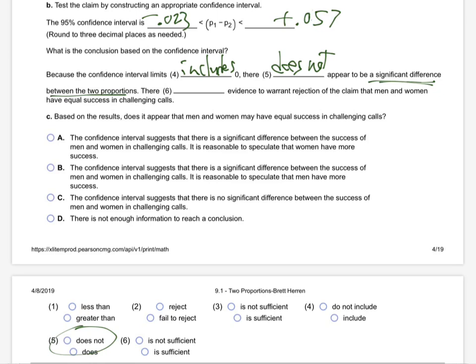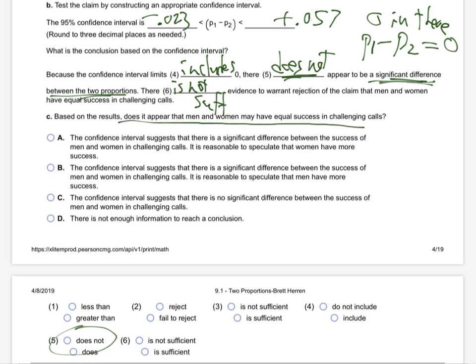Because 0's in there, which means they could be the same. Right? If their difference is 0, they're the same. And 0's a possibility. 0's in our interval. Does that make sense? When 0 is in there, then you're saying the difference could be 0. They could be equal, which is what we said. The men and women could be the same. So there does not appear to be a significant difference. There is not sufficient evidence to warrant rejection of the claim.